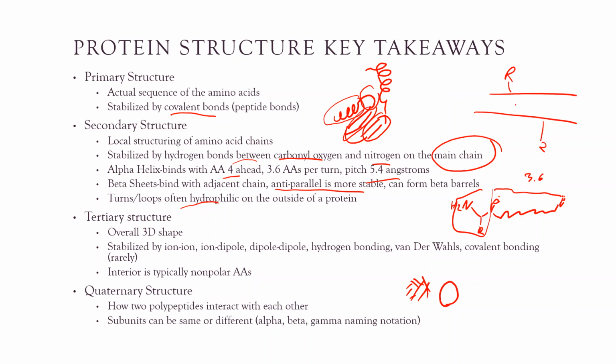Tertiary structure is your overall 3D structure, and this can have pretty much any interaction you can think of: ion-ion, ion-dipole, dipole-dipole, hydrogen bonding, van der Waals, and covalent bonding, rarely. And then the interior is typically nonpolar. And why is that?